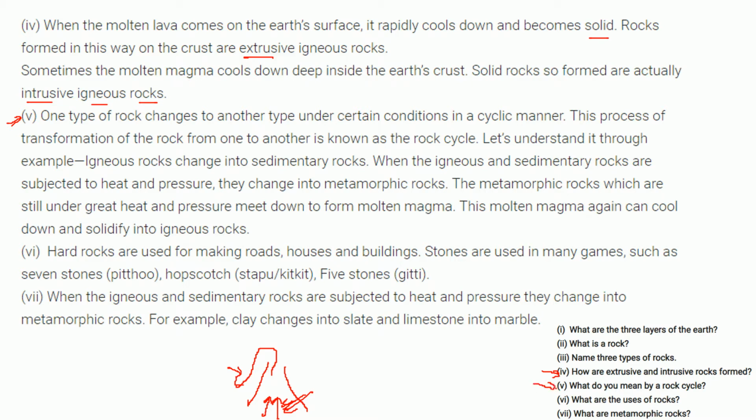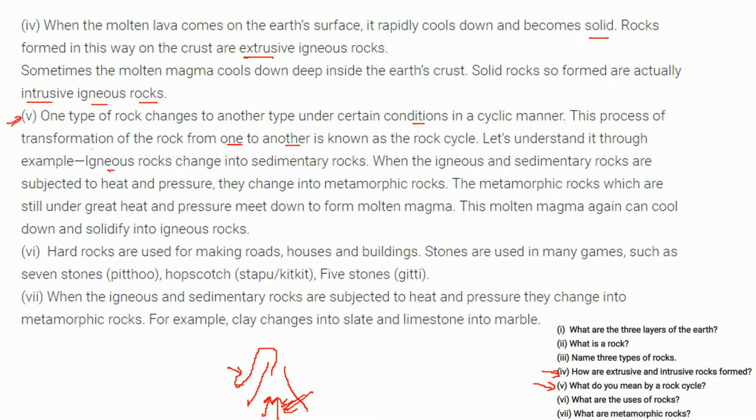The next one is this one. What do you mean by a rock cycle? One type of rock changes or transforms to another type under certain conditions in a cyclic manner. The process of transformation of rock from one to another is known as the rock cycle. And let's take an example.